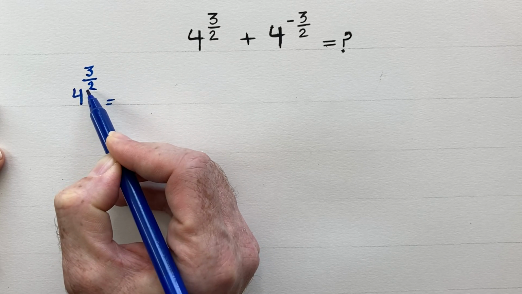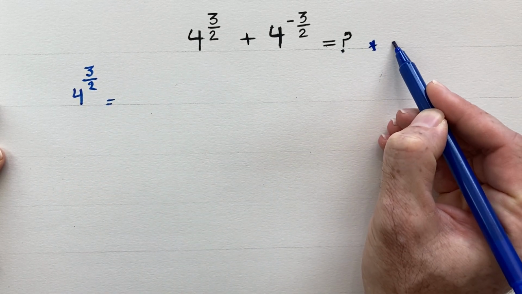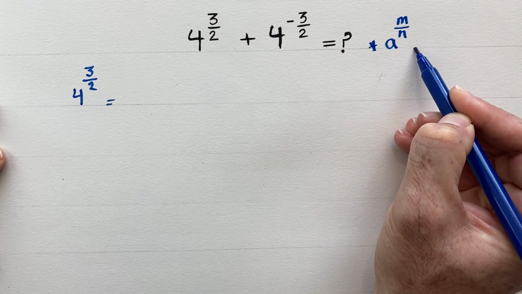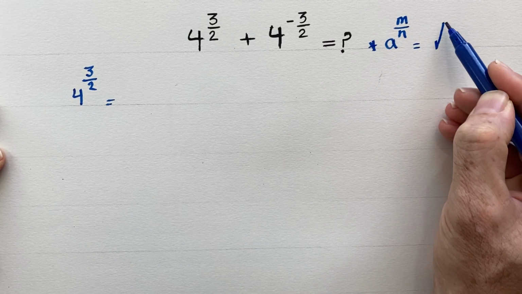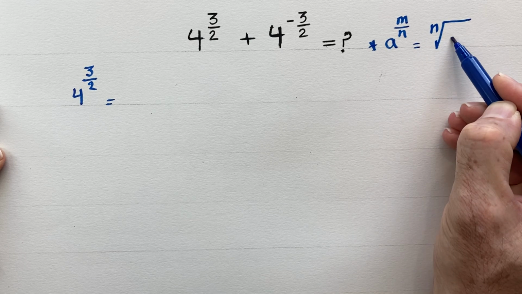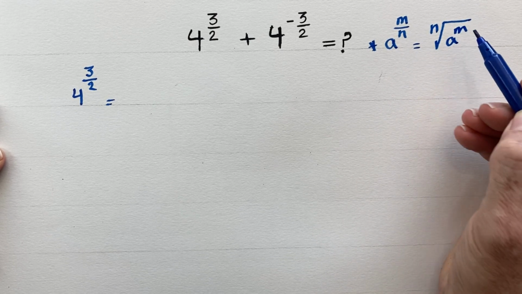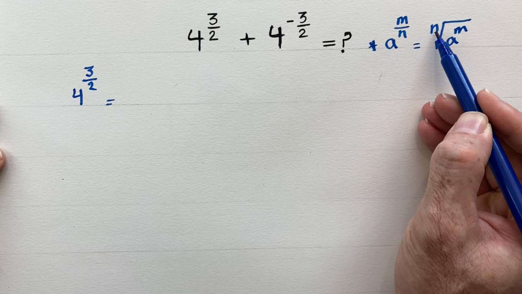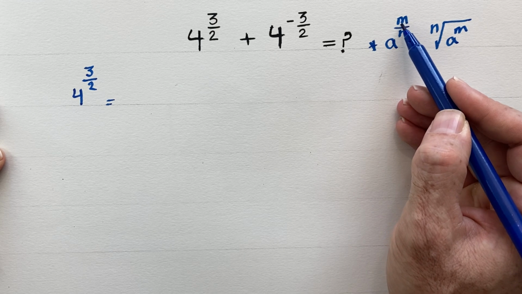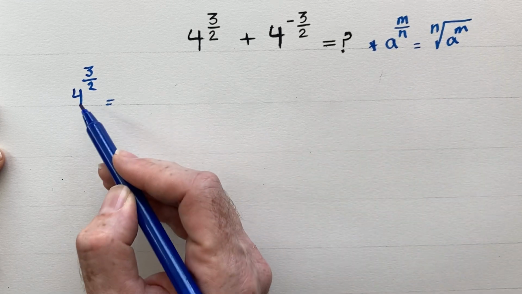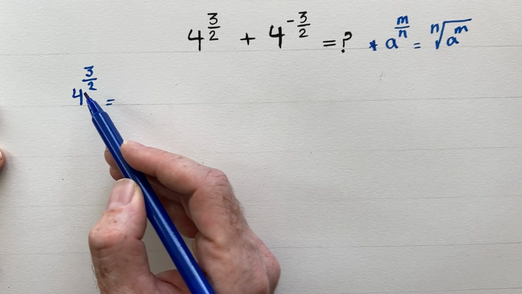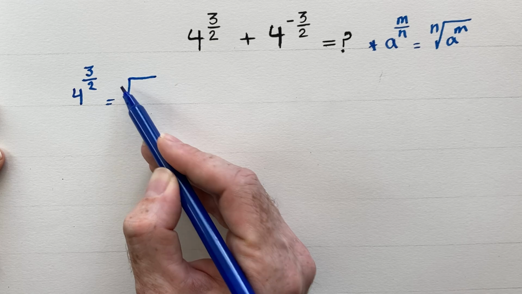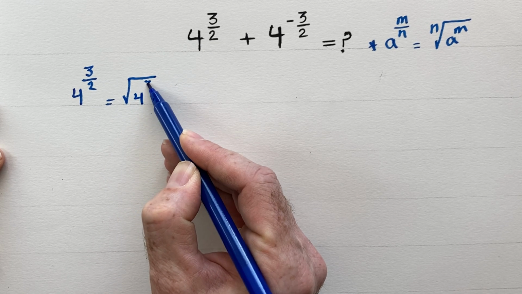To solve this, we need to follow this rule that says if we have a raised to the power of m over n, it can be rewritten in the form of the nth root of a to the power of m. Actually, in this exponent, the denominator is going to be the root and the numerator is going to be the power. So 4 raised to the power of 3 over 2 can be rewritten in the form of the square root of 4 raised to the power of 3.